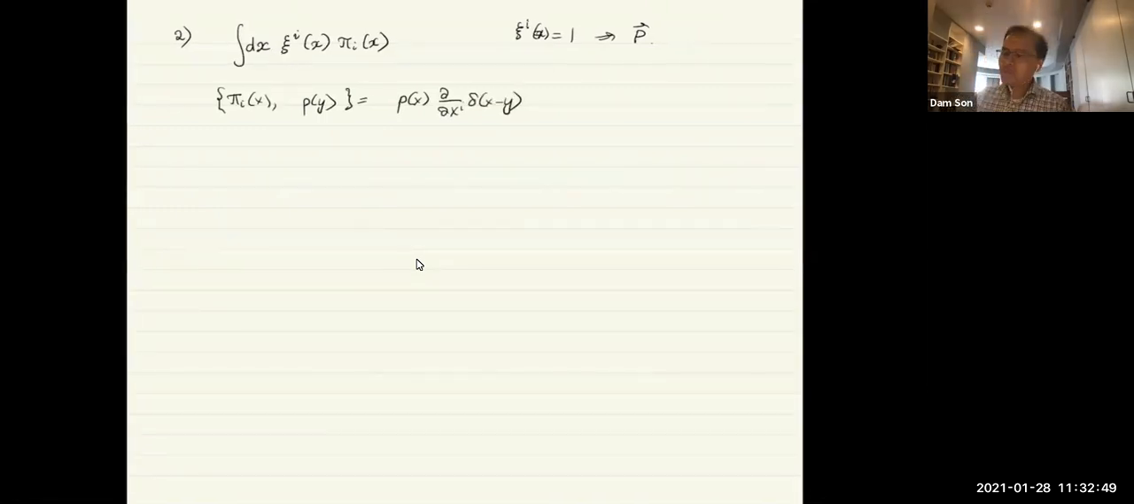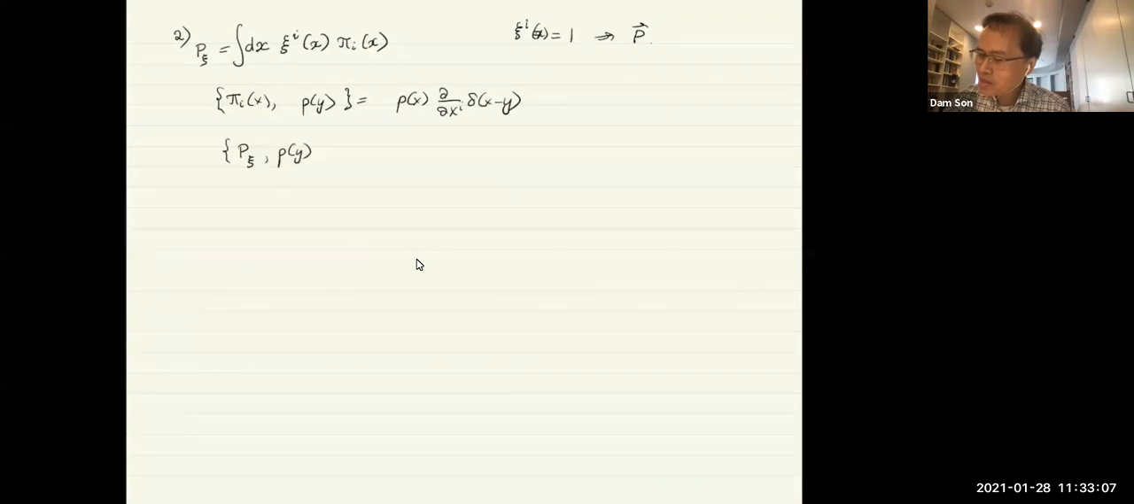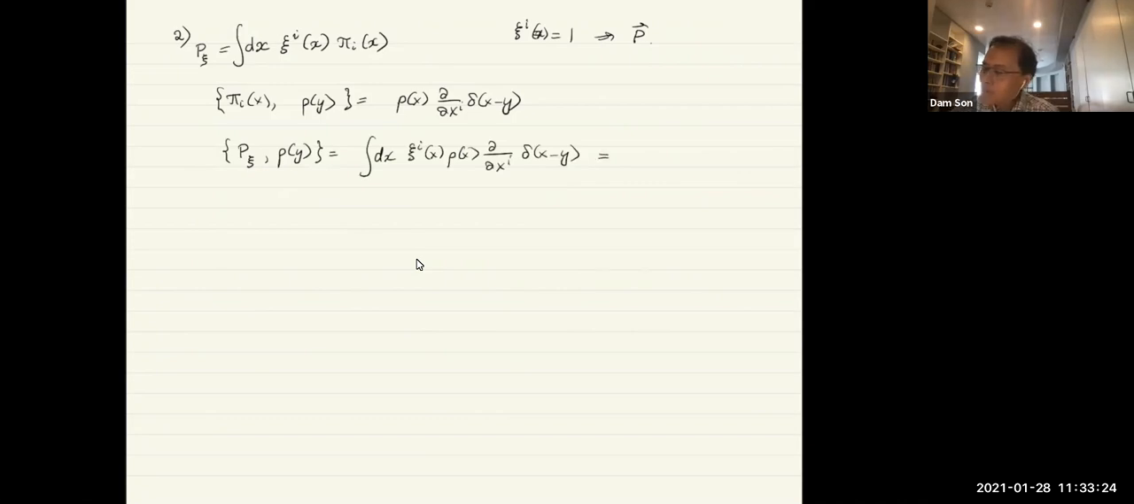And so this operator, for lack of a better notation, let me call it p of psi. The commutator of p psi with rho of y is the integral dx of psi I of x rho of x d over dx I of delta of x minus y. Integrating this by parts, we get d over dy I of psi I rho.